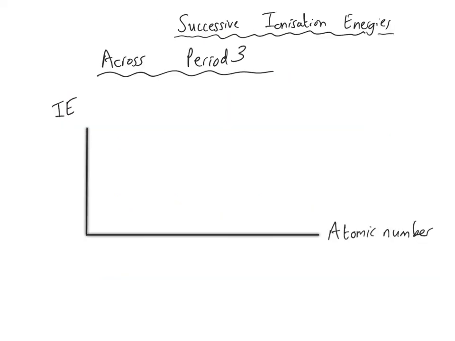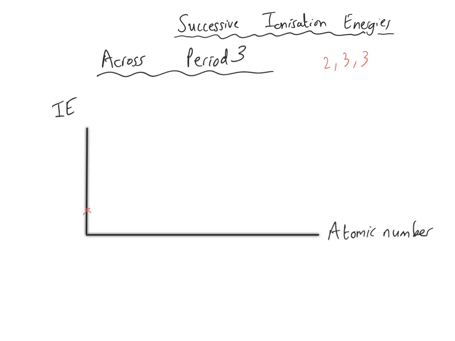And the final thing about ionisation energies that you need to know for A-level chemistry is you need to know about patterns across period 3 and down group 2. Now across period 3, if we consider ionisation energies, the pattern is one of 2, 3, 3. That's quite helpful to remember.